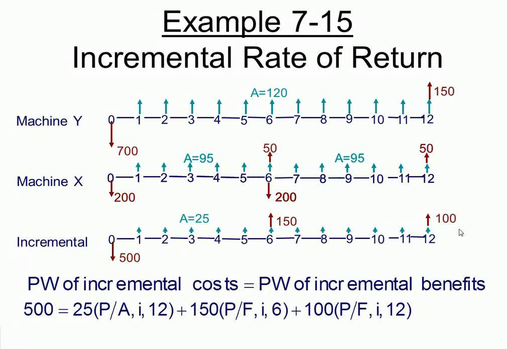And then this 100 occurs at the end of 12 years. Again, it's a single future payment. We want to find its equivalent present value. So P given F is the discount factor that we use, and 12 because we discount 12 years back, rather than 6 years for the previous one. So now that we set it up, again, we can use interpolation and solve it to find the delta IRR, or incremental rate of return, is 1.3%. So that gives us the incremental rate of return.